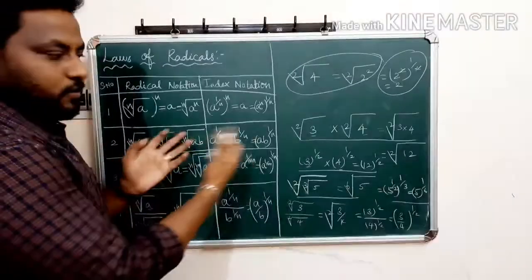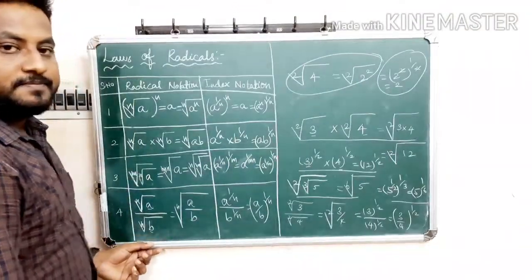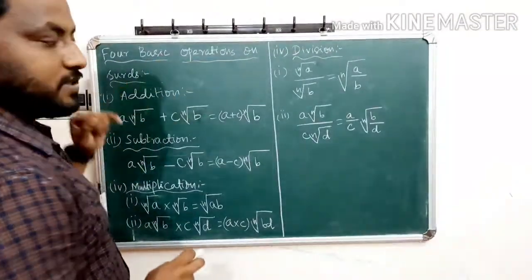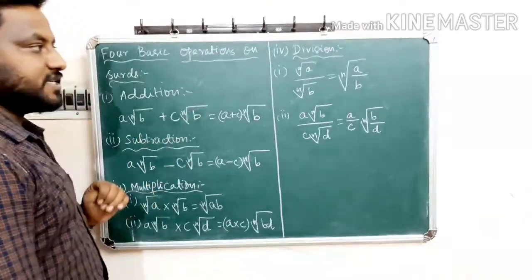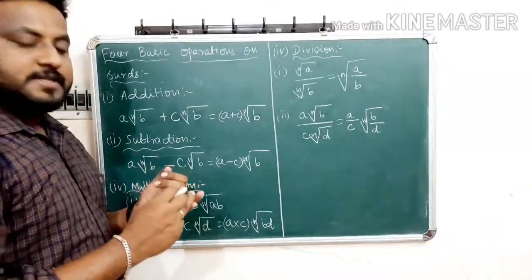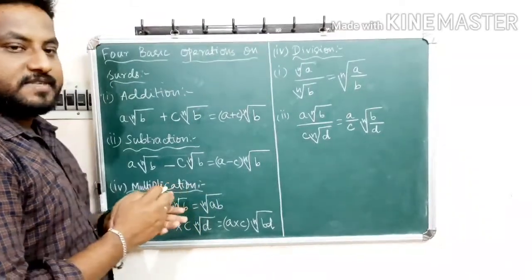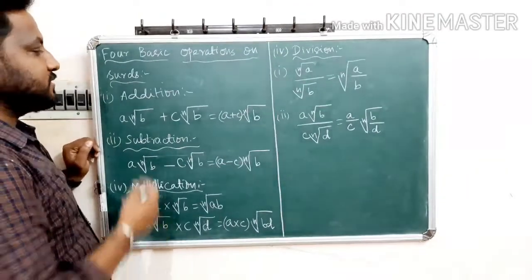This is what we are going to use in the upcoming exercise problems. Okay, clear? And then these are the four basic operations on surds. We know the four basic operations in mathematics: one is addition, second is subtraction, third is multiplication, and fourth is division. The same thing we have to apply to these surds.